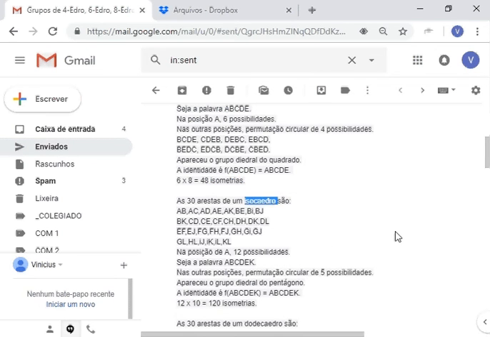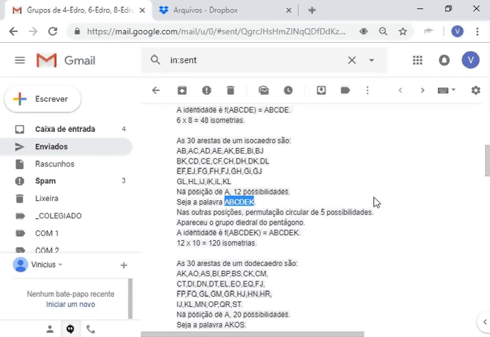Now the icosahedron. The 30 edges are AB, AC, and so on up to K, L. At the position of A, there are 12 possibilities from A to L. Let the word be ABCDE. At the other positions, there is a circular permutation of 5 possibilities. Here appeared the dihedral group of the pentagon.